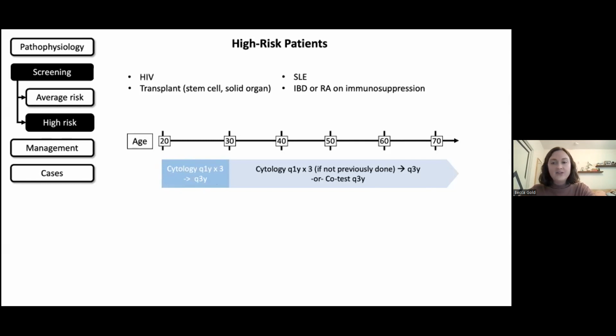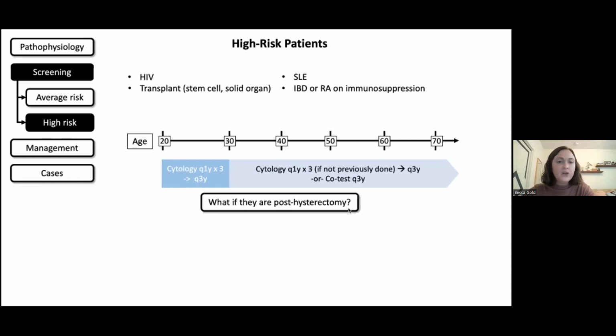Once folks are above the age of 30, they can then either switch to co-testing every 3 years or cytology every 3 years. And if they had not undergone those 3 in a row every 1 year in an earlier age group, they should do that in this age group as well, if sticking with the cytology only method. The other big difference that I'll highlight for high-risk patients is that screening should continue throughout a patient's entire lifetime, not like with the general population ending at the age of 65. The asterisk there being that, of course, this is with shared decision-making and taking into account a patient's general life expectancy. And what about this population when they undergo a hysterectomy?